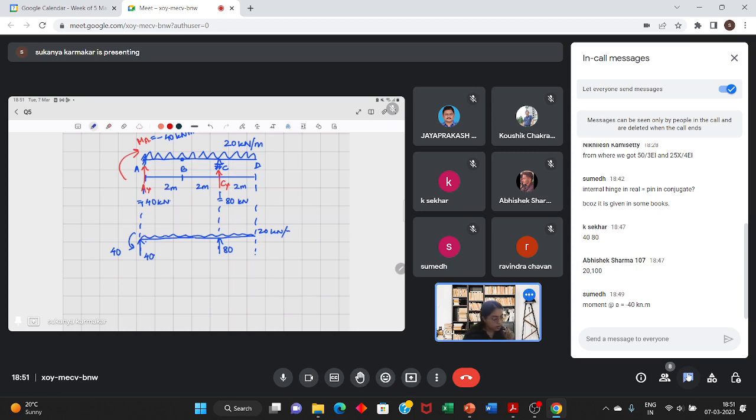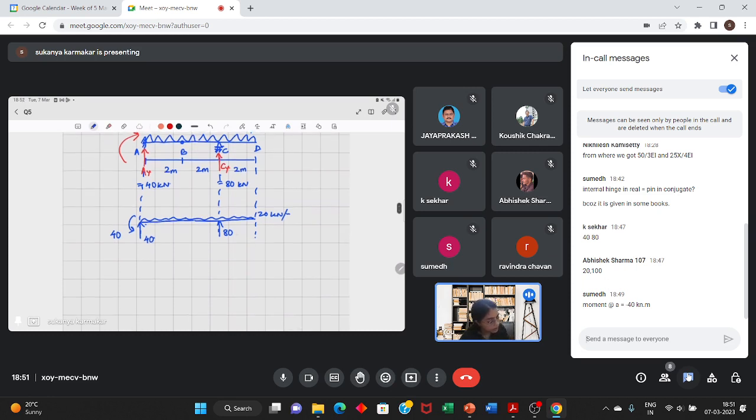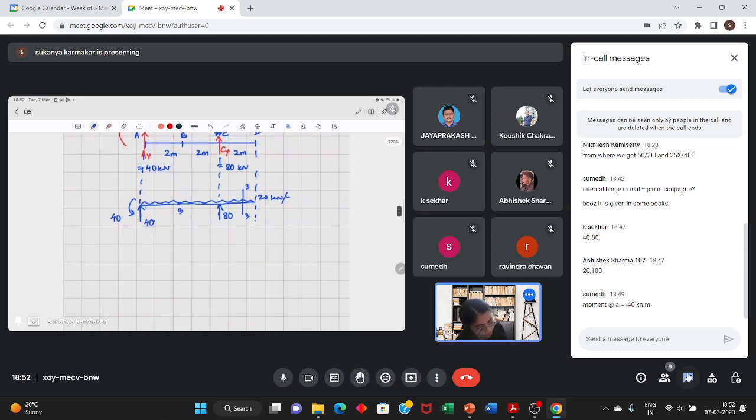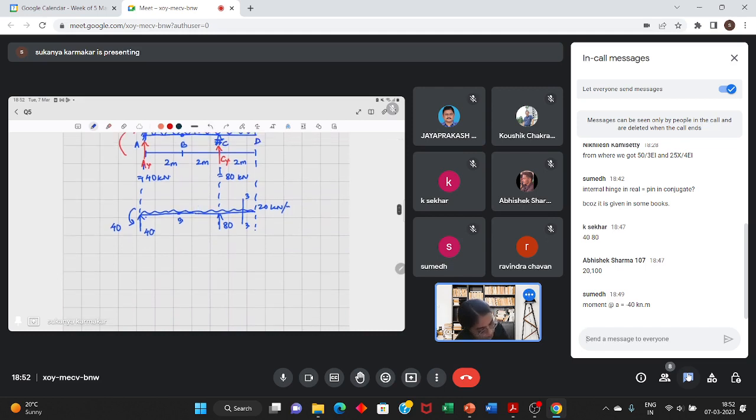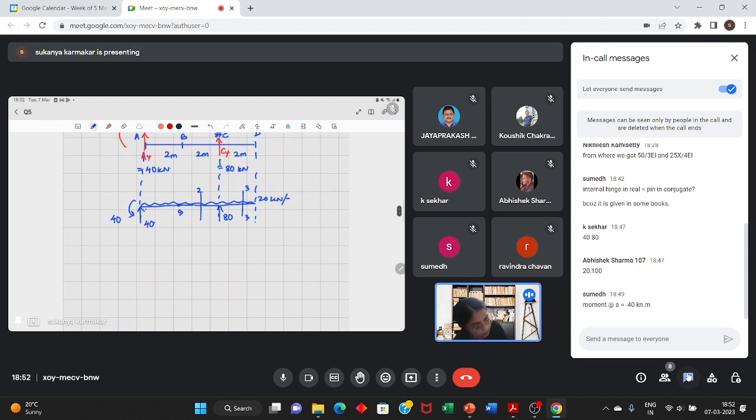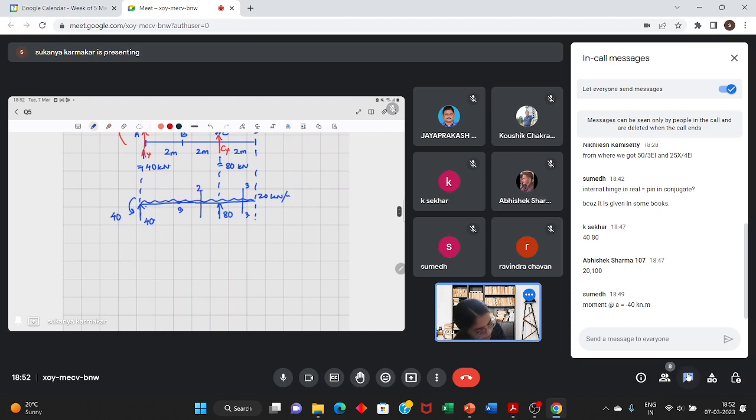So first I'll write the moment equation here for this portion. Let this be section 3.3. Okay. In this portion, beyond this internal hinge, let this be section 2.2, and let this be section 1.1. So for section 1.1, let the moment be M1.